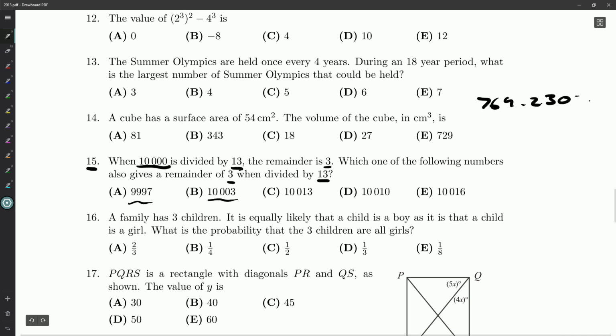And when we do that, we see that C here is just 10,000 plus 13. Whereas this is 10,000 plus 10, 10,000 plus 16, 10,000 plus 3, 10,000 minus 3. The only one that differs from 10,000 by a multiple of 13 is C. And so if you're good at making this connection between remainders and differences and adding things up, then you can jump to C pretty quickly.